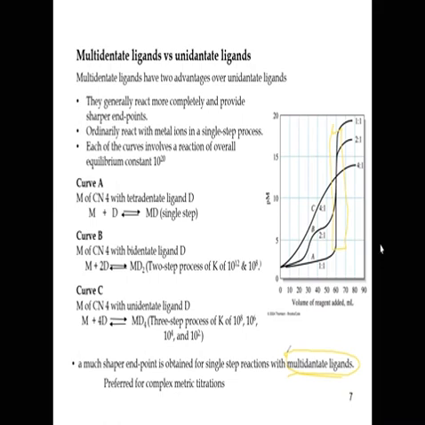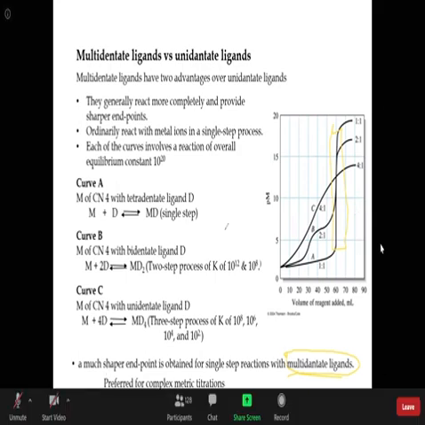So you always think about it: if you have a multidentate ligand and a unidentate ligand, when you do the titration with the multidentate ligand, there are a number of advantages. You just think about that. It is very important you understand the thing, right? So we have completed this slide. We can move to the next one now.